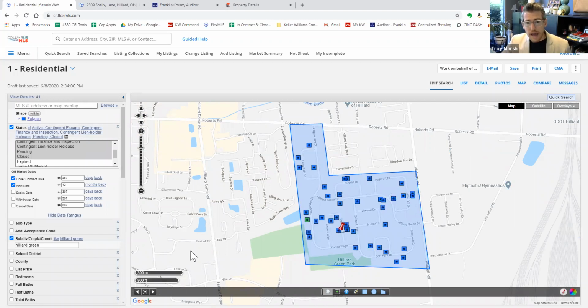So now let's see, and we'll see if this is accurate. So right now we have 41 properties that are either active, sold, or currently in contract that fit within this square and have the subdivision name Hilliard Green. Now let's see if this is one of those examples. I should have searched for a neighborhood. Here it is. It was a good example. So do you guys see what number this says now? It says 45. So that means that if all I would have done was type in the subdivision, it would have given me a great sample size.